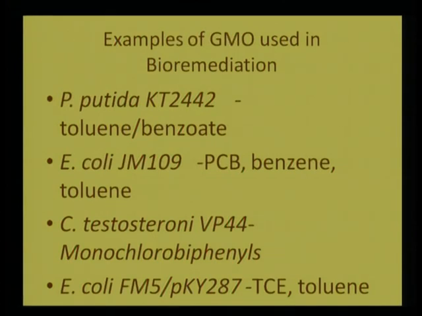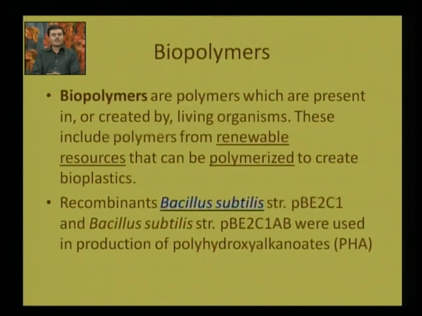Some examples of microorganisms which can be used for the cleanup or removal of toxic materials are the Pseudomonas strain Pseudomonas putida, an E. coli strain, Clostridium, or some E. coli variants which can be produced, which are genetically modified microorganisms. You can also see the various substrates like benzoate, benzene or toluene on your screen.